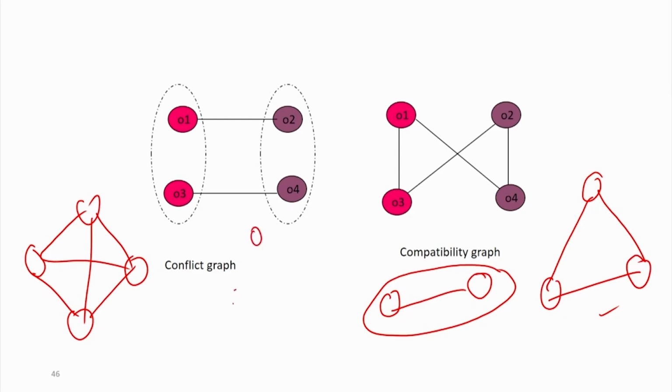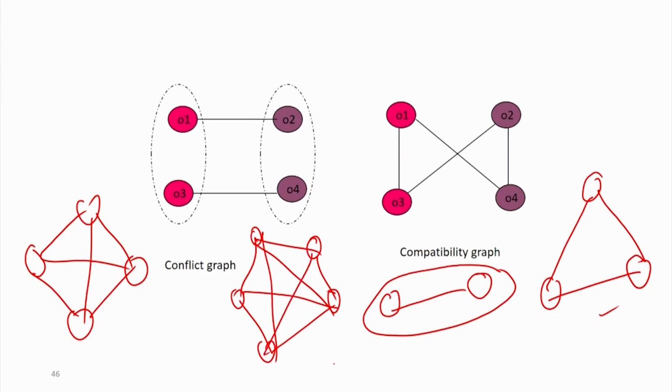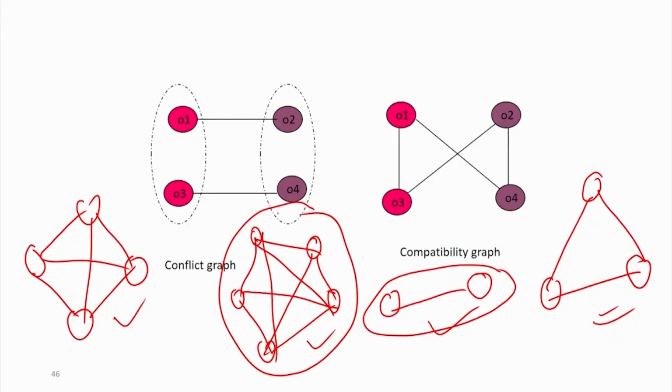Similarly, if I have 5 nodes, and I can find such nodes where all are compatible to each other, this is nothing but a complete graph. So, what I am drawing here is a complete graph of node 2, this is a complete graph of node 3, this is a complete graph of node 4, this is a complete graph of node 5. If you can find such a component, that means they are all compatible to each other, that means they can share the same resource, then all these things can be mapped to the same resource.